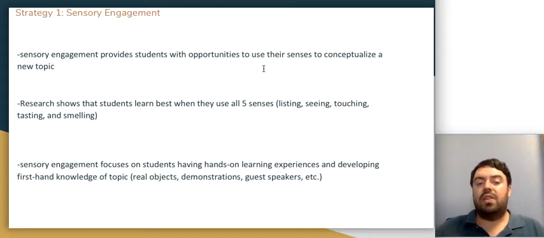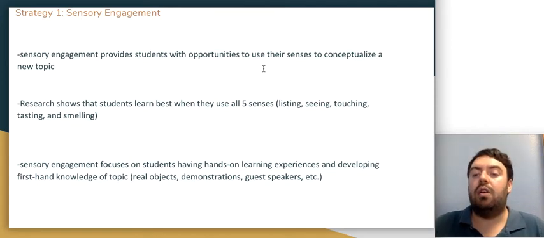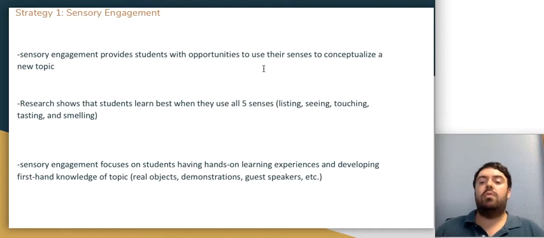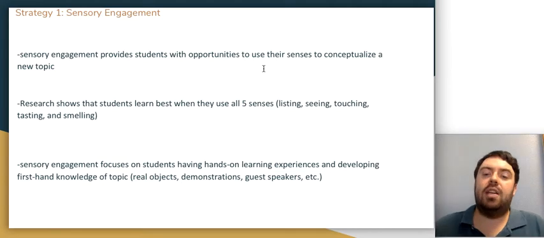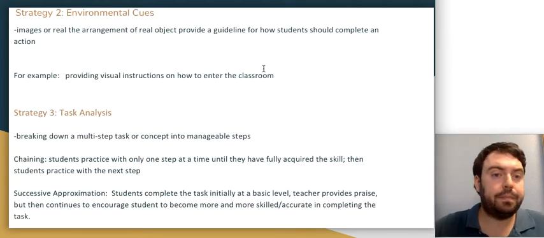So one way to do this is to incorporate real objects in your classroom that, of course, are safe. Having demonstrations where students are involved in the demonstration. And then having students interact with, let's say, guest speakers. So guest speakers can come in and students can discuss with them and learn from those guest speakers' experiences.